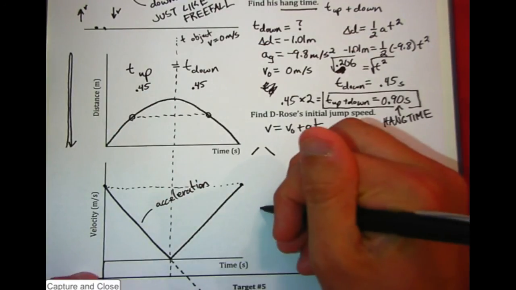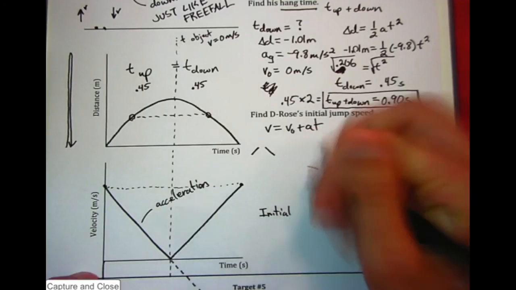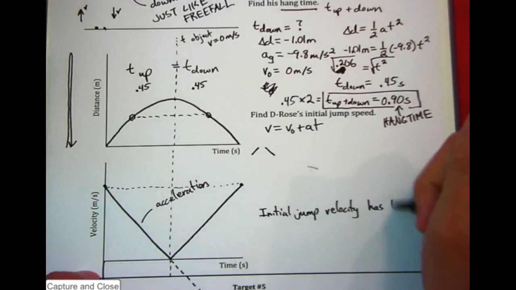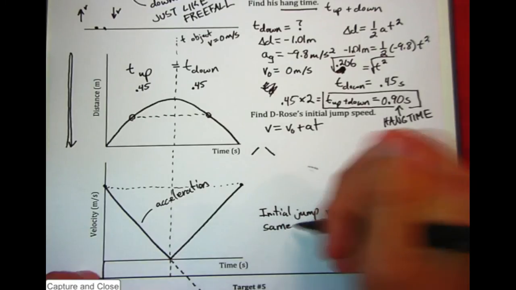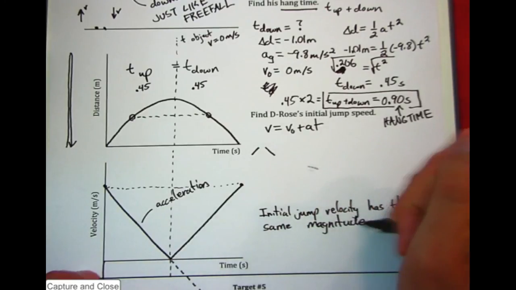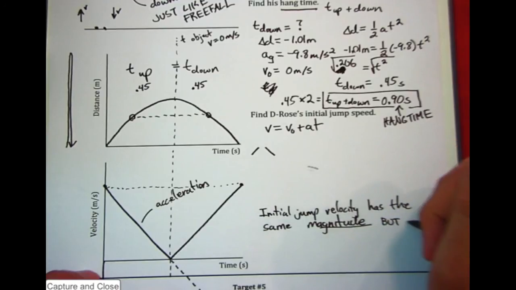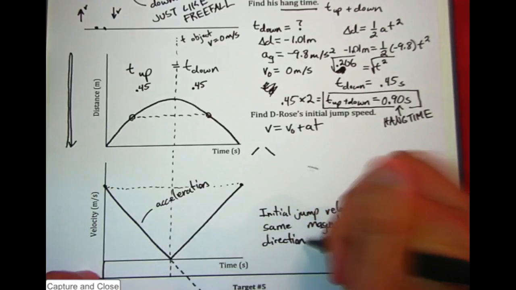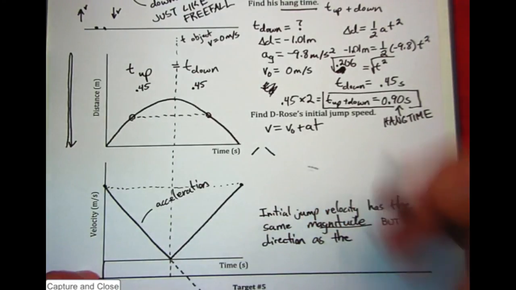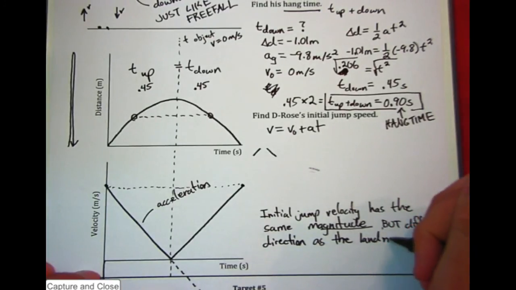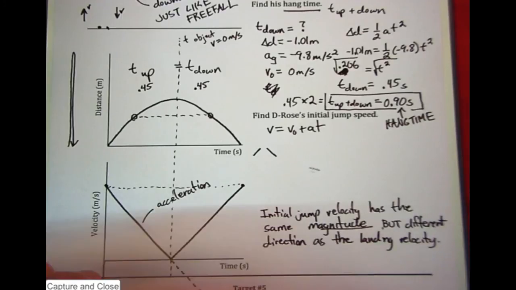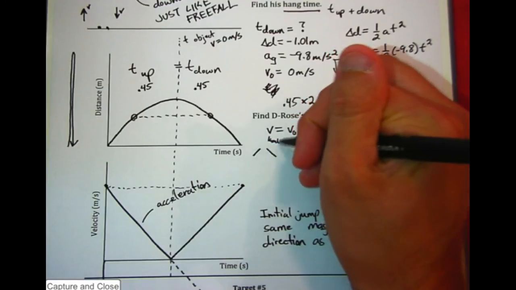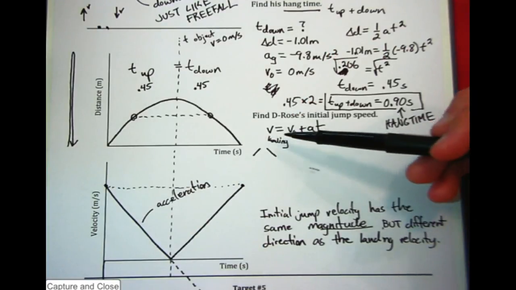So we could say that the initial jump velocity has the same magnitude, but different direction, as the landing velocity. So we know how to calculate our landing velocity from free fall. So by figuring this out, we can determine the initial jump velocity.